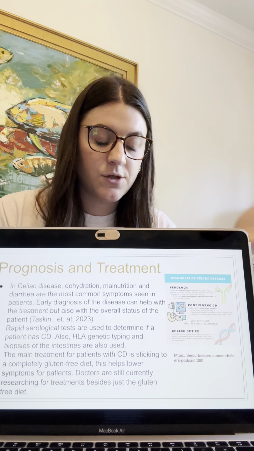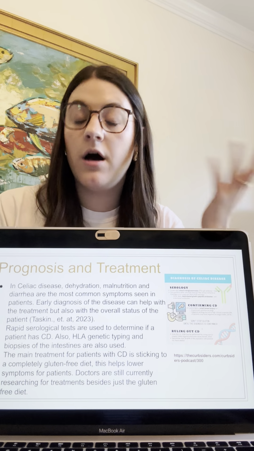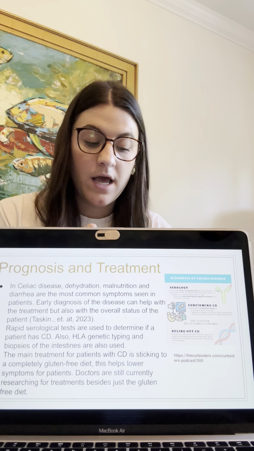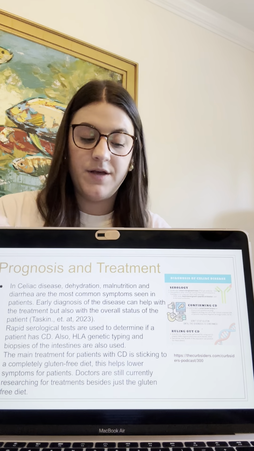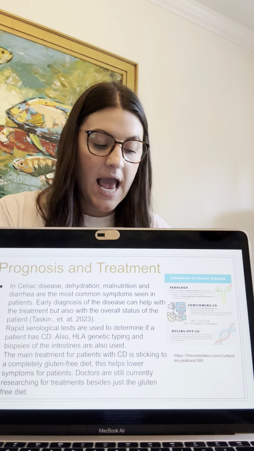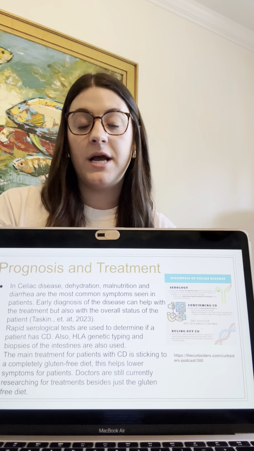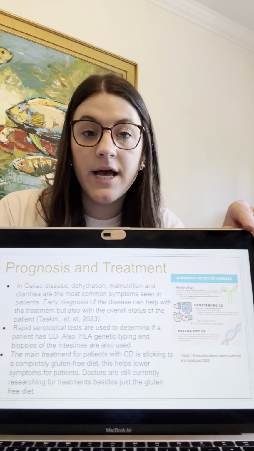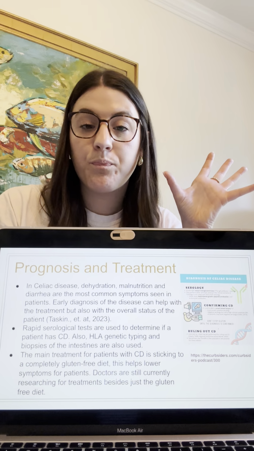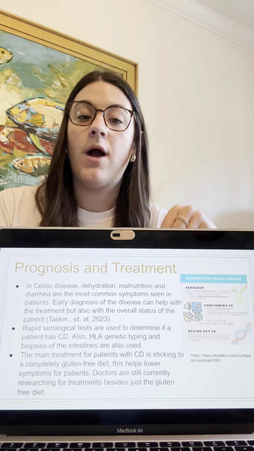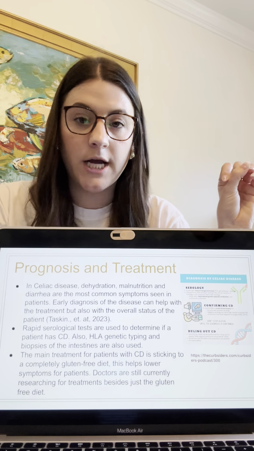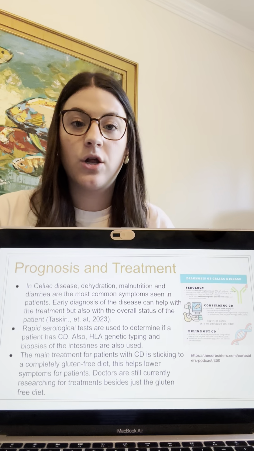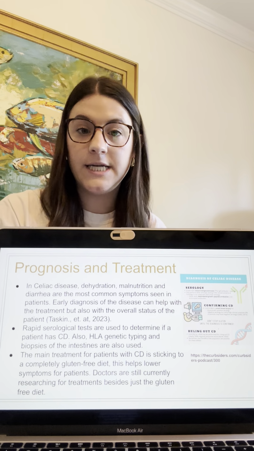With these tests, the rapid test is used to determine if a patient or child has celiac disease. And there's also HLA genetic typing and biopsies of the intestines with patients. The main treatment for patients with celiac disease is just sticking to a completely gluten-free diet. There are currently no treatments besides the diet out there right now, but doctors and researchers are still trying to figure out any treatments besides just sticking to that gluten-free diet.